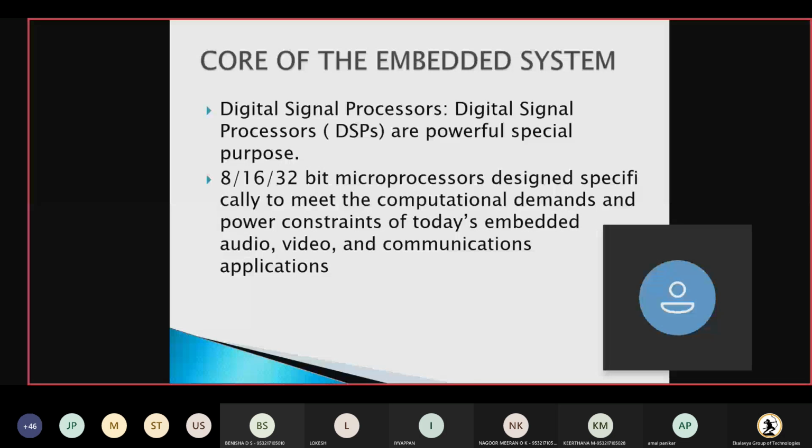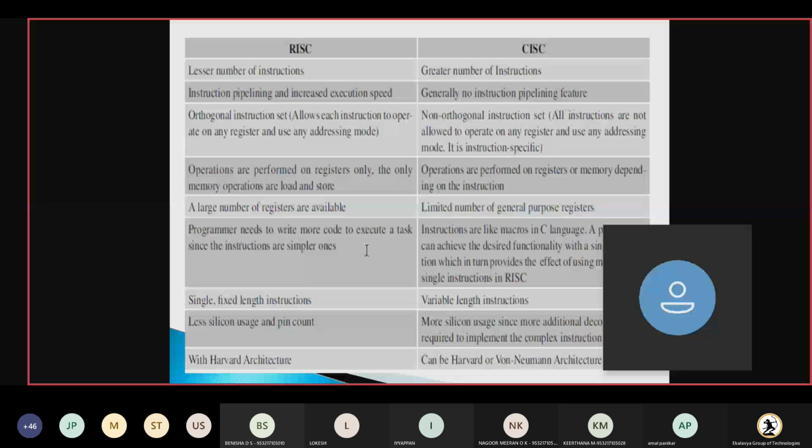Next, one of the important things here is called RISC versus CISC processor. First we need to know what is meant by RISC and what is meant by CISC. I think you know all these things. RISC is nothing but reduced instruction set, and CISC is nothing but complex instruction set computer.